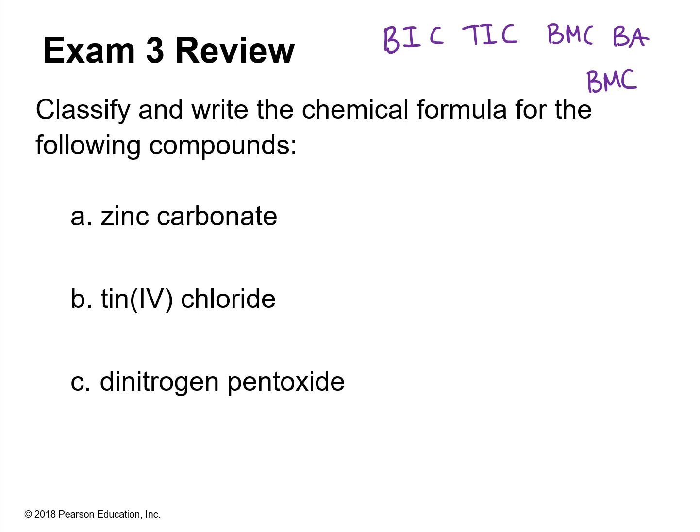So I'll give everybody a warning. I think somebody's mic is on. If you can't do the chapter 6 naming and writing chemical formulas, then chapter 7 is going to be struggle bus. Like complete and total struggle bus. Because you need to be able to classify and write chemical formulas.